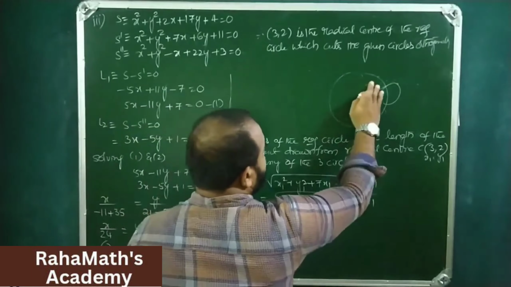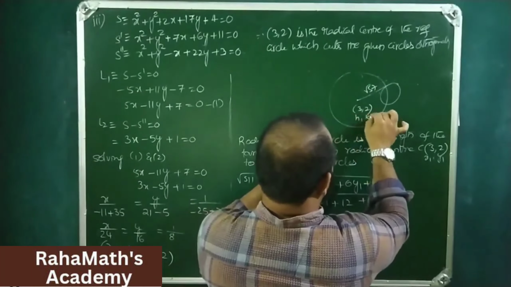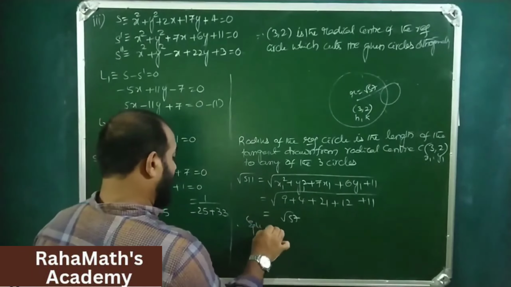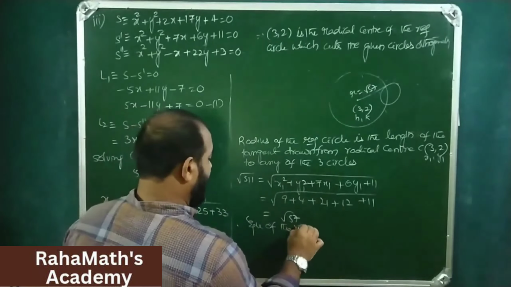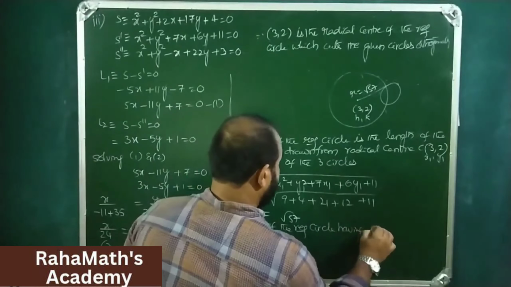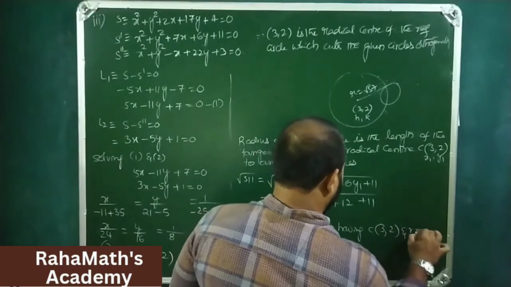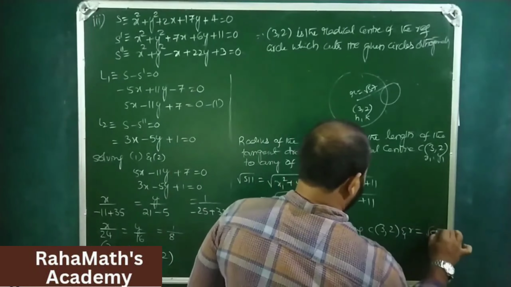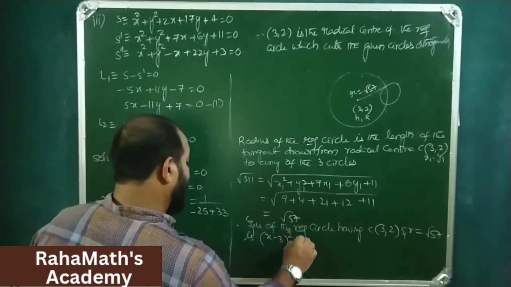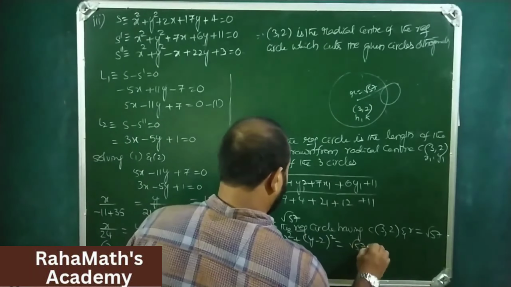Therefore, this is root 57. We have the center C(h, k) and radius equal to root 57. Therefore, the equation of the required circle having center C = (3, 2) and radius r = root 57 is (x minus 3) whole square plus (y minus 2) whole square is equal to root 57 whole square.